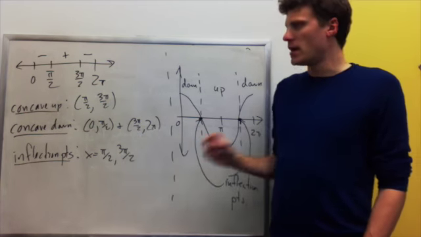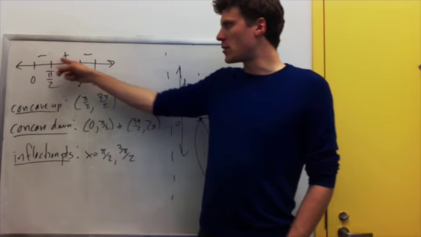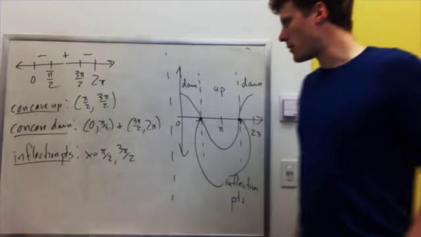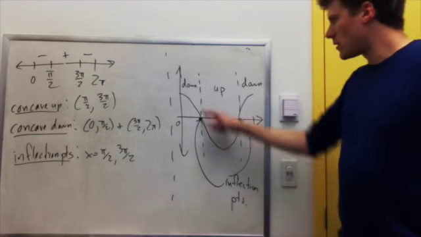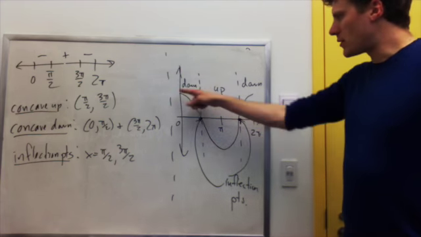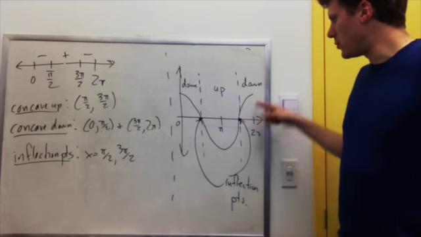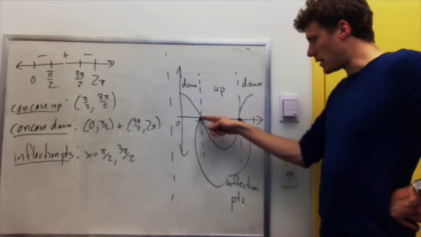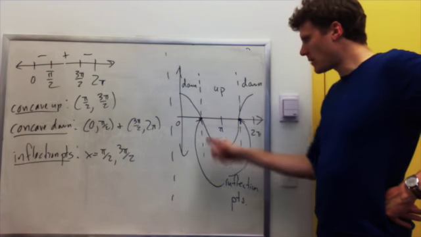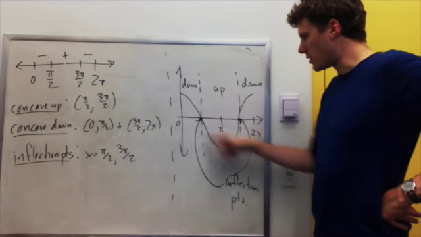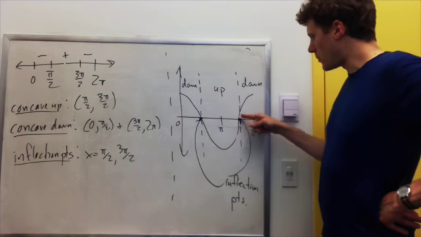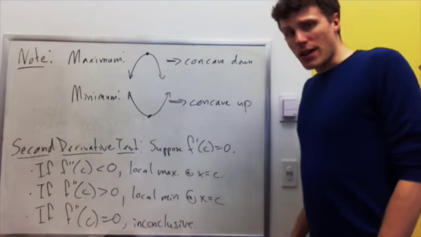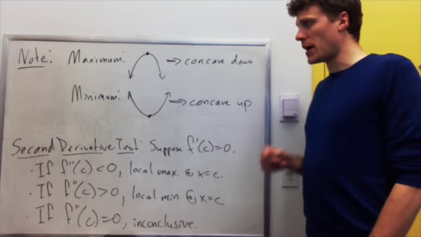2 pi. It has two inflection points, where the second derivative changes from negative to positive or positive to negative, namely at pi over 2 and 3 pi over 2. So this is our picture. Here is cosine. It's concave down between 0 and pi over 2 and from 3 pi over 2 to 2 pi. Concave up between pi over 2 and 3 pi over 2. And it changes its concavity from down to up at pi over 2 and from up to down at 3 pi over 2.